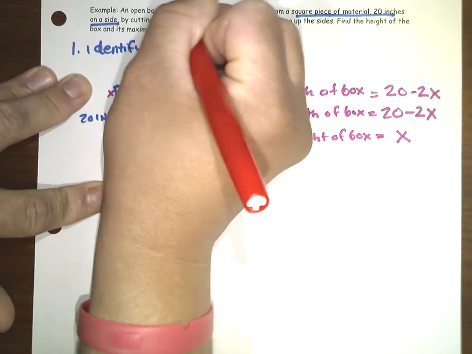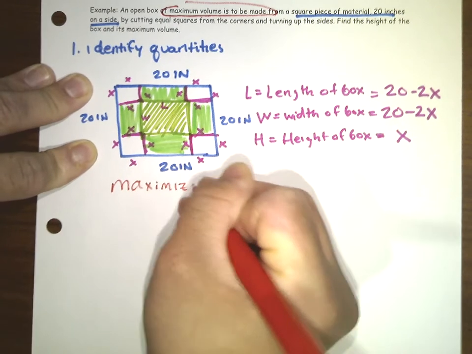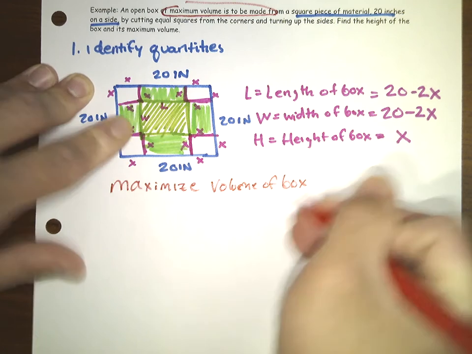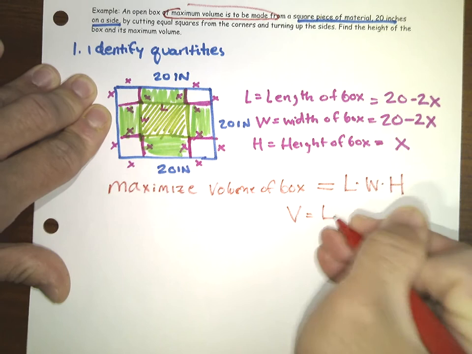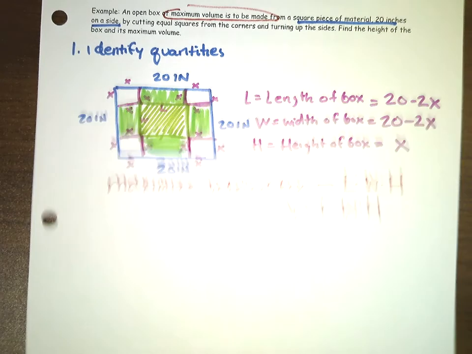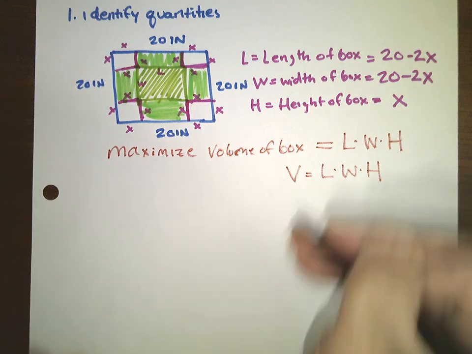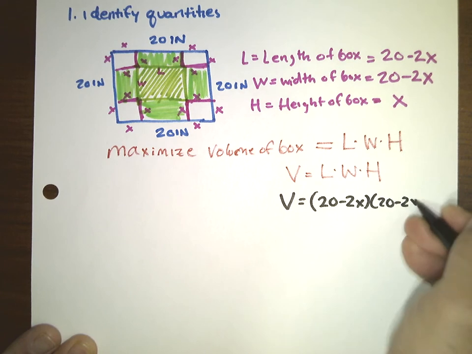And you want a box of maximum volume. So we want to maximize the volume of the box. And that will be length times width times height, which is the volume of a box. So what I know now is that I can just substitute the length, the width, and the height into this equation here. So volume is length, which is 20 minus 2x, times 20 minus 2x, times x.